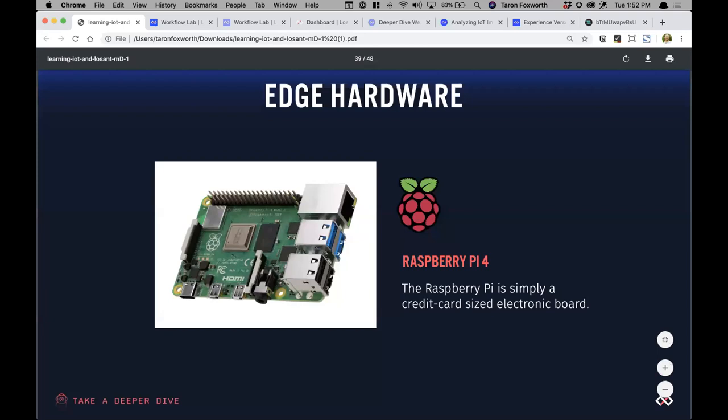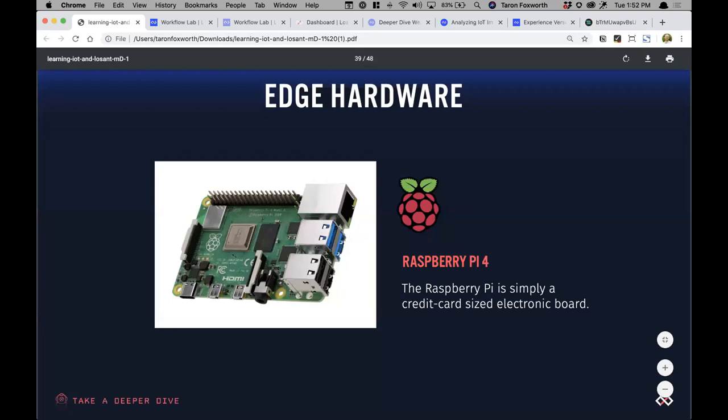So last question that I have today. Oh, actually, two more. If I need to use the Losant Edge agent for a local protocol, how is that deployed or installed on my gateway? And I know you answered that with the Docker container, but is there documentation that you can point to, Taron?